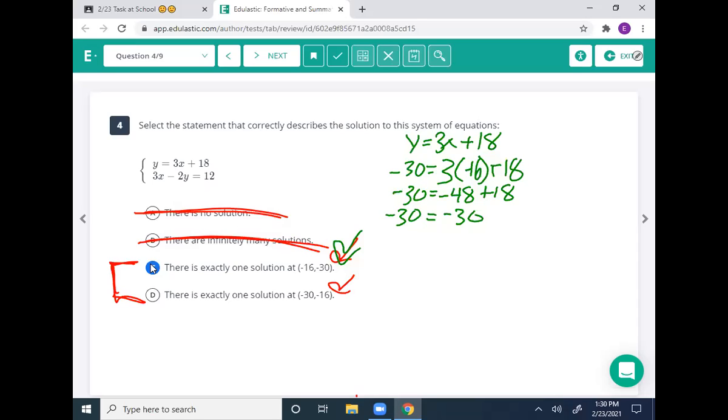Okay. Let's look at number 5 now. Number 5 is probably the one I like the most. It's a little bit challenging though. So let's take a look.